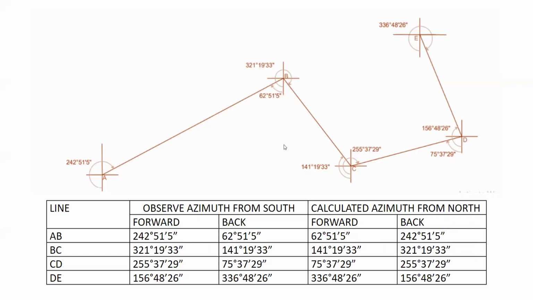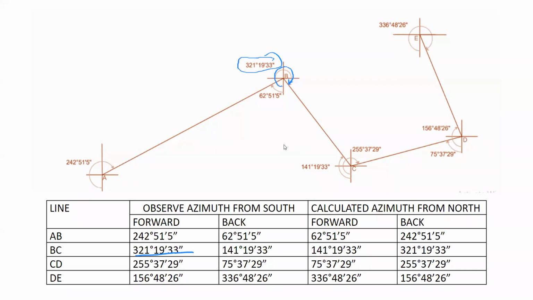Pag nasa line BC naman tayo, line BC. So this is your line BC. Ito po yung progression. Ito yung papunta yung measurement mo from line AB papunta ka ng line BC. So ibig sabihin from south, magme-measure ka ng azimuth. So, meron tayong given na 321 degrees, 19 minutes, 33 seconds. So, it is greater than 180 degrees, right?